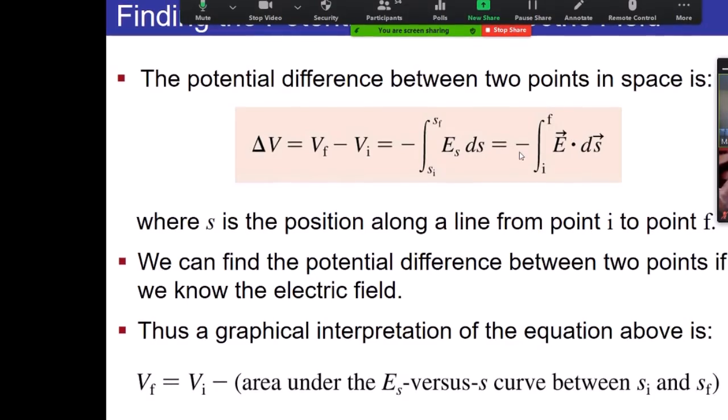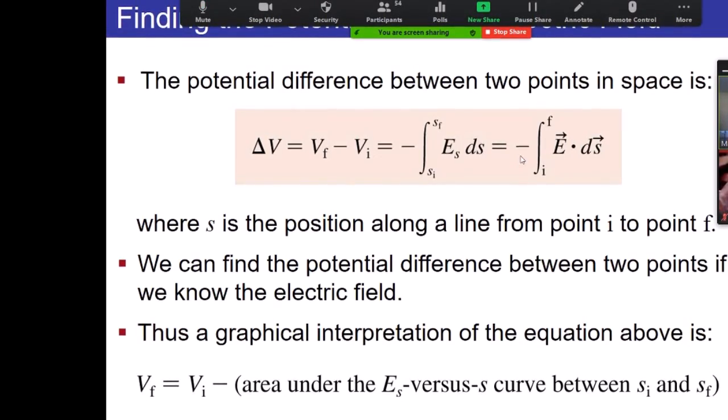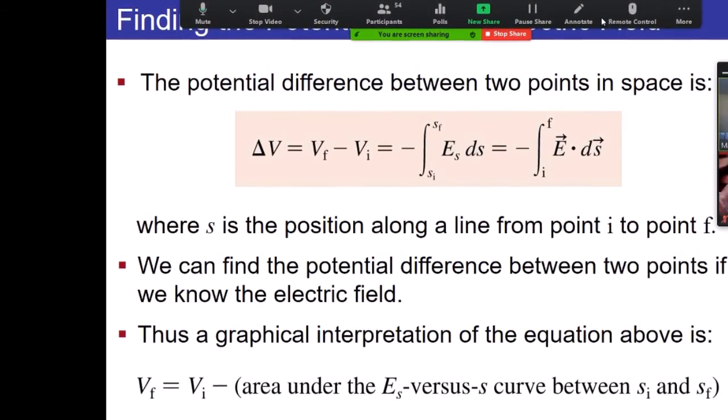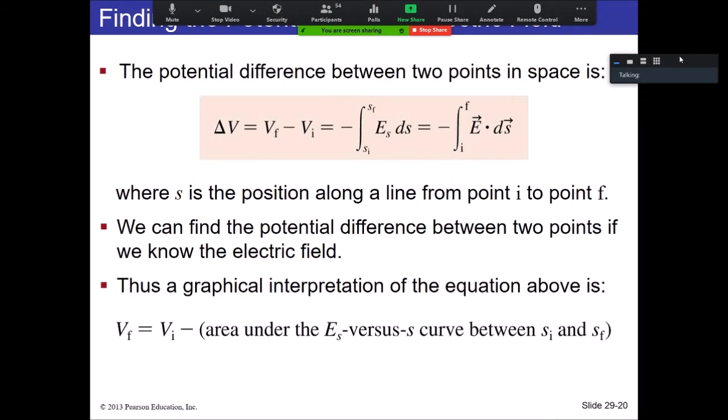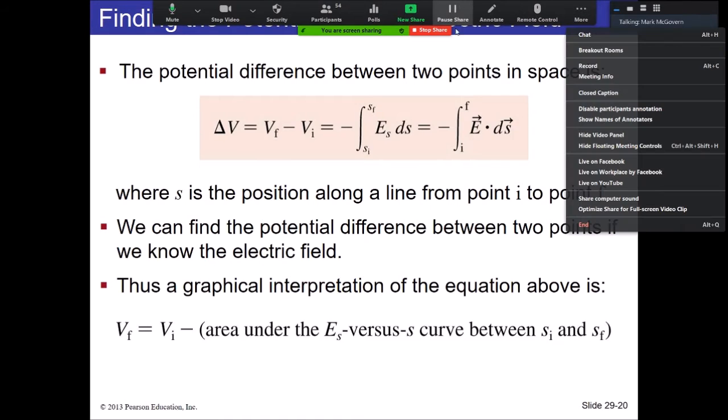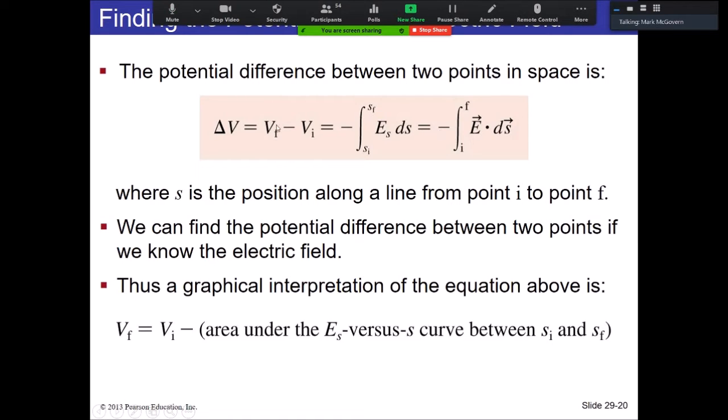Now, there is a negative sign here. And the reason why this negative sign exists is because it's meant to communicate that as you move along the direction of the electric field, the potential energy drops. So that's why this negative sign is placed here. Okay.